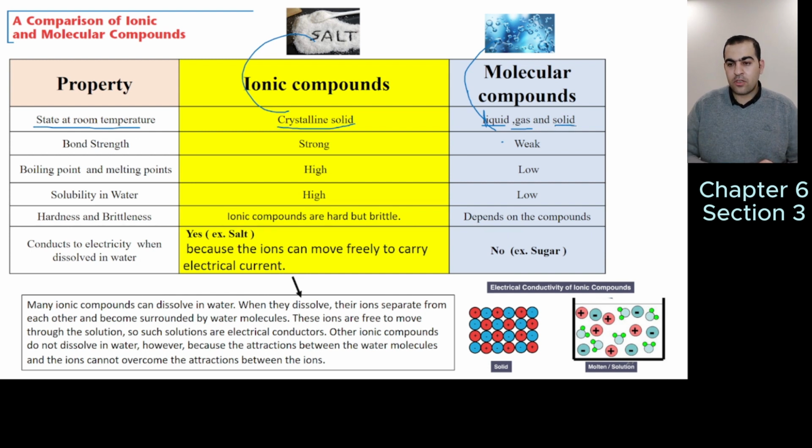And solid sugar, C6H12O6, right? It's a type of sugar. Sugar is a molecular compound. C6H12O6, they are all nonmetals, a group of nonmetals that are covalently bonded with each other. This is a molecule, and a group of molecules of sugar makes a sugar compound.